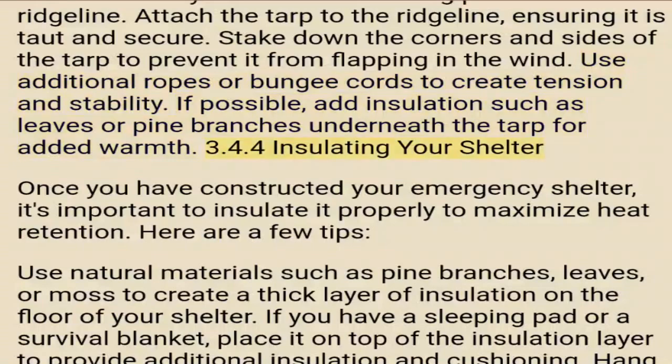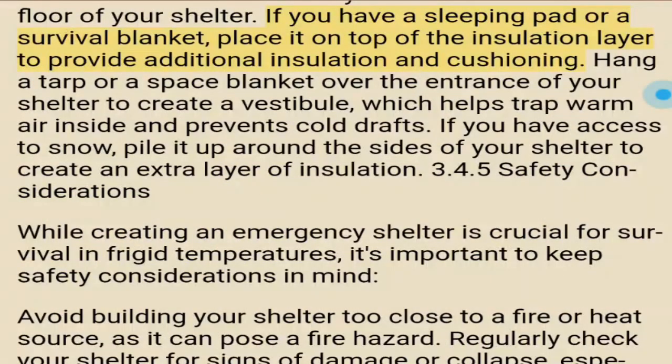3.4.4 Insulating your shelter. Once you have constructed your emergency shelter, it's important to insulate it properly to maximize heat retention. Here are a few tips. Use natural materials such as pine branches, leaves, or moss to create a thick layer of insulation on the floor of your shelter. If you have a sleeping pad or a survival blanket, place it on top of the insulation layer to provide additional insulation and cushioning.